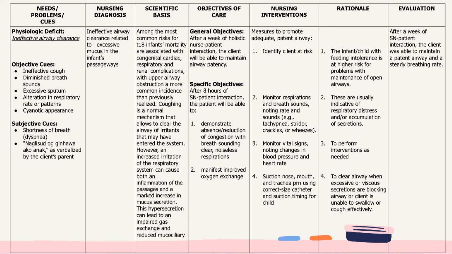Next, monitor vital signs, noting changes in blood pressure and heart rate. This helps to perform interventions as needed. Then, suction nose, mouth, and trachea using the correct size catheter and suction timing for the child. This is to clear the airway when excessive or viscous secretions are blocking the airway or the client is unable to swallow or cough effectively.